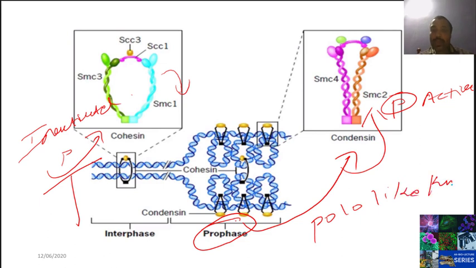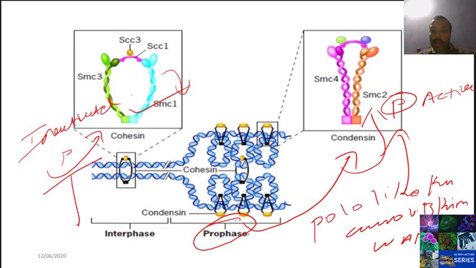Polo-like kinases, Aurora B kinases, etc. So, polo-like kinases, Aurora B kinases, and WAPL separate the sister chromatids by removing the cohesin from the chromatids, and at the same time the same kinases activate the condensin protein to condense each chromatid independently.